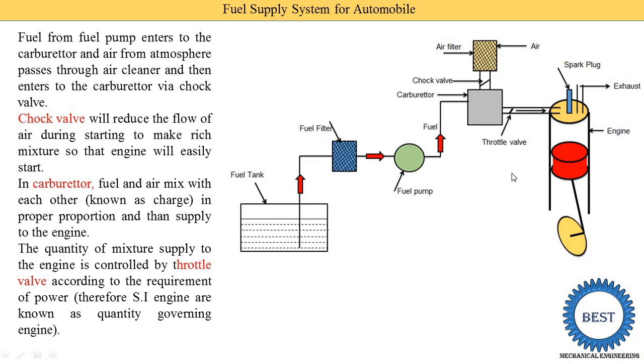Because it only controls the quantity, as the quality is already maintained in the carburetor. So we don't change the quality of the charge. We only change the quantity, which means the amount of charge supplied is controlled by using the throttle valve. That's why it is known as throttle governing.